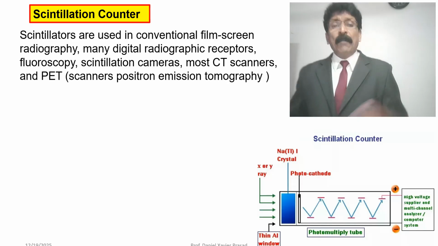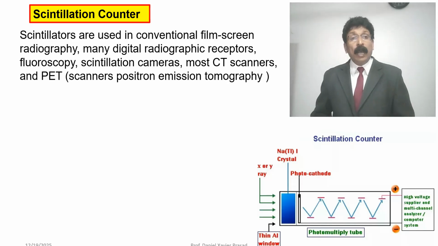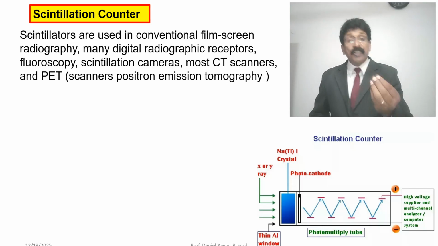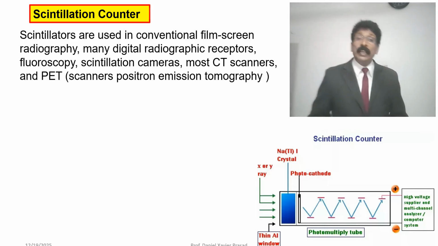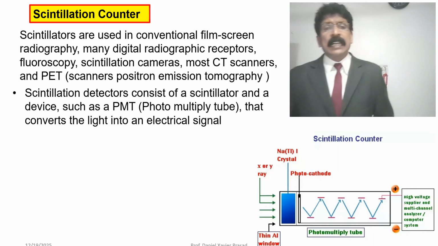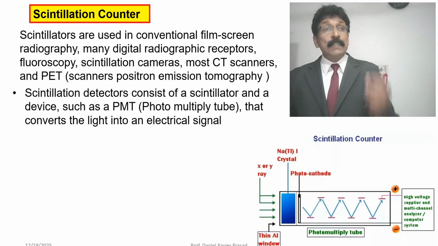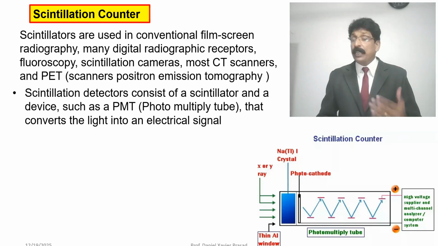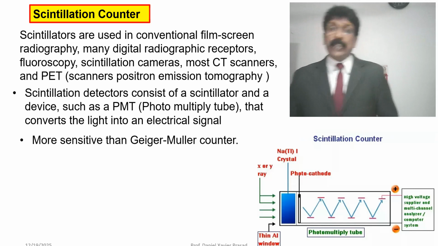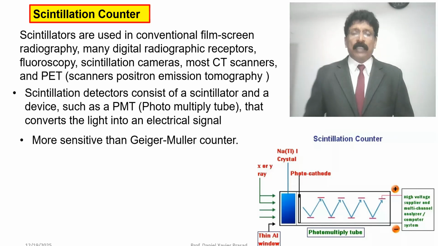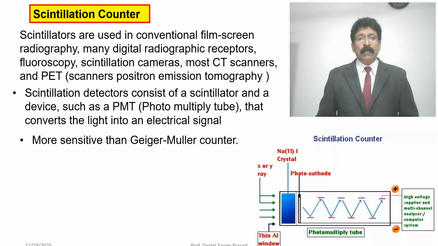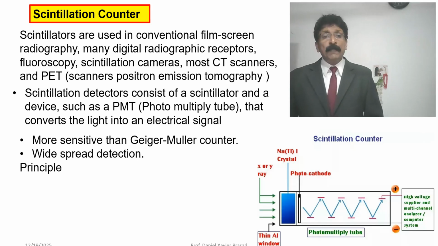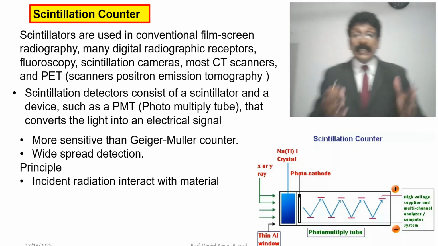fluoroscopy, scintillation cameras, most CT scanners, and PET, that means positron emission tomography scanners. Scintillation detectors consist of scintillators and a device such as a PMT, photomultiplier tube, that converts the light energy to an electrical signal. Photons will be converted into electrons, packets of electrons, and then they will be converted into an electrical signal. It is more sensitive than the Geiger-Müller counter. Widespread detection. The principle behind the scintillation counter is that the incident ray interacts with the material.